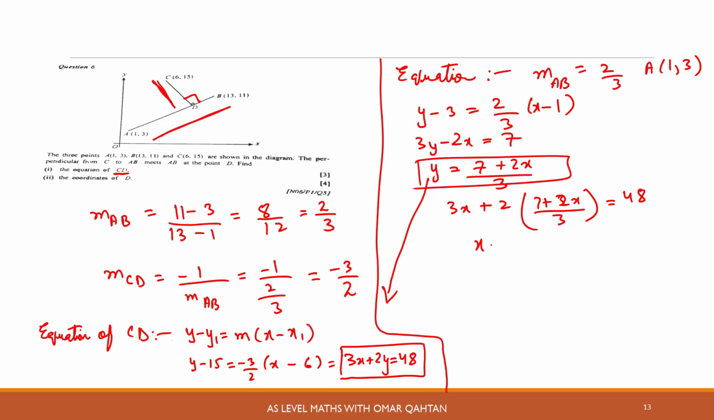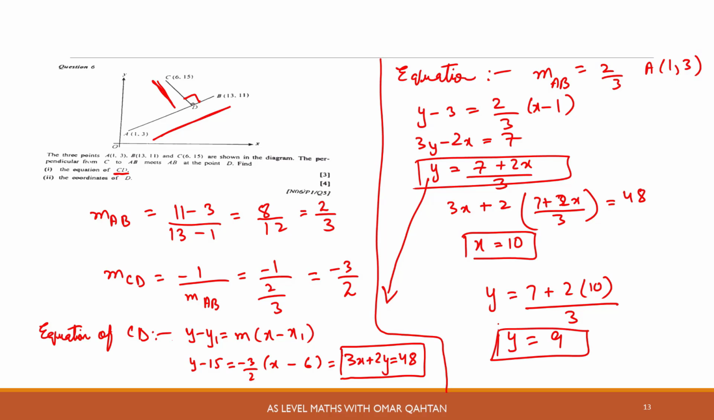And upon solving, I get the value of x equals 10. Once I get this value of x equals 10, I will just substitute it back into the equation. I got my y value, which would be equal to 9. So that's how you find the coordinates of D. And this was part 2. This was part 1. Alright, let's move on to the next question.